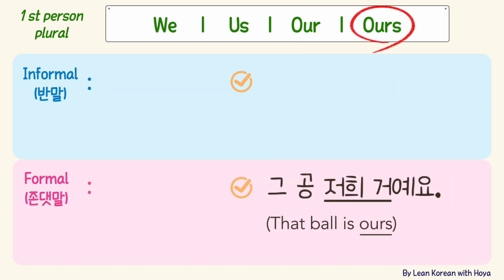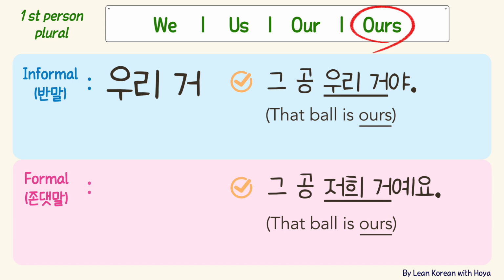The next one is the possessive pronoun ours. The informal version is 우리 거. That ball is ours. 그 공 우리 거야. The formal version is 저희 거. 그 공 저희 거예요.